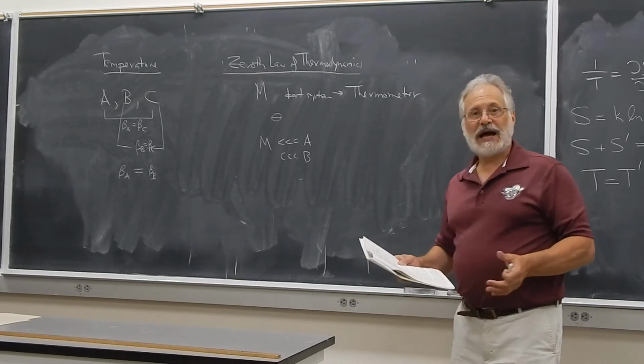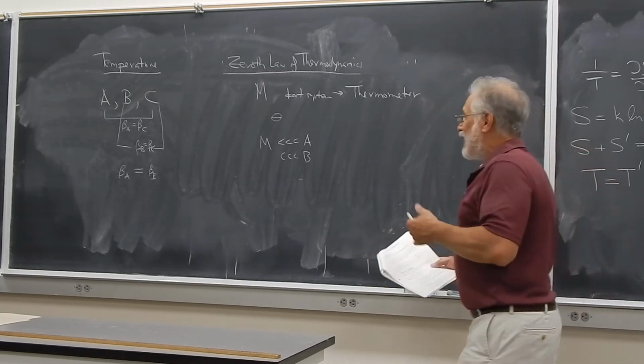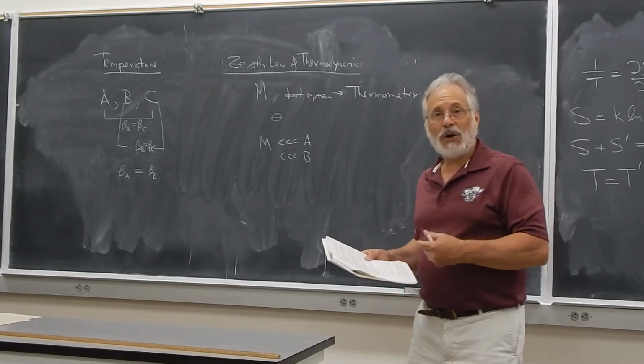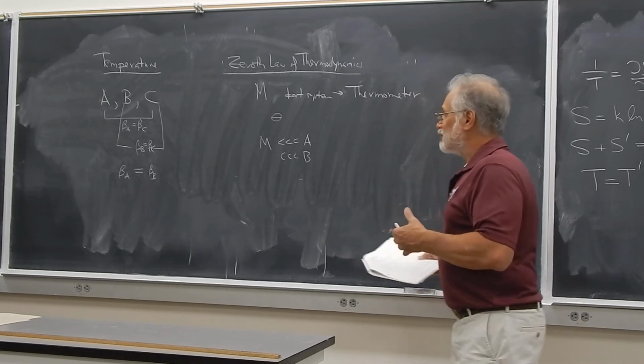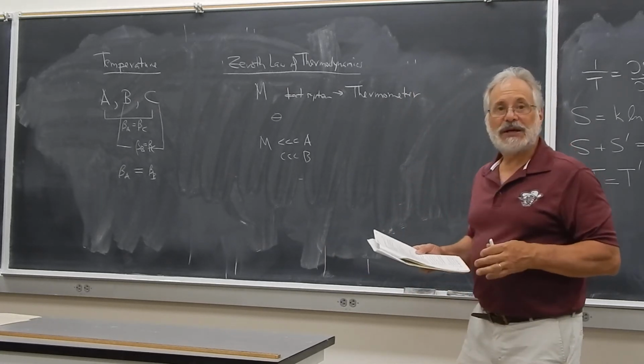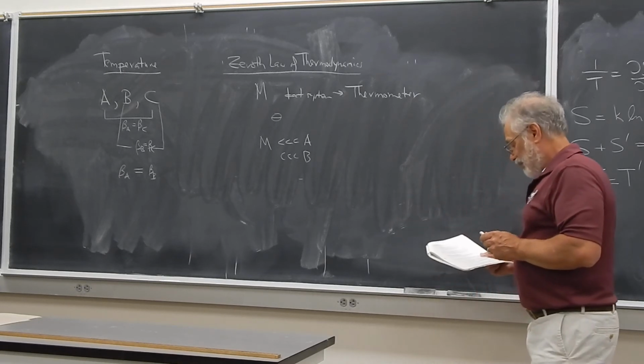So we have some examples of this. Take mercury in a glass tube. That's your common mercury thermometer. What happens is, as the temperature goes up, the height of mercury in the tube also goes up. So the temperature is proportional to the height of mercury liquid in a tube. So we call this a mercury-in-glass thermometer.